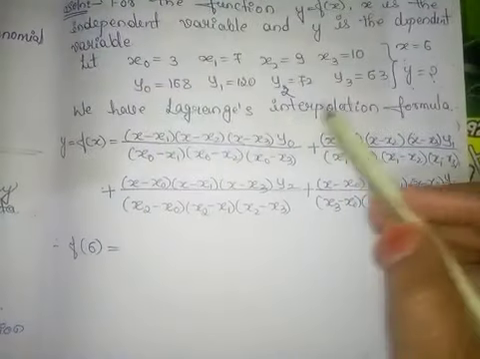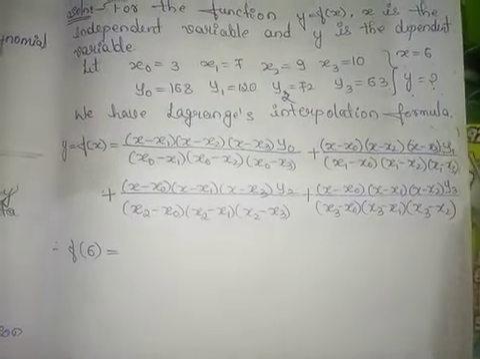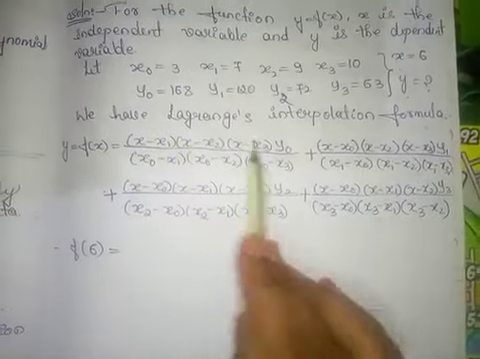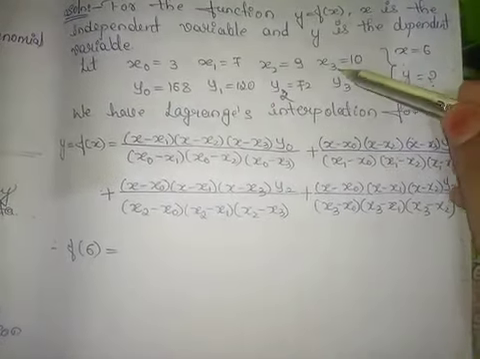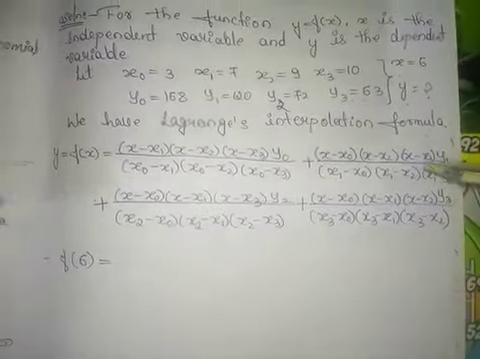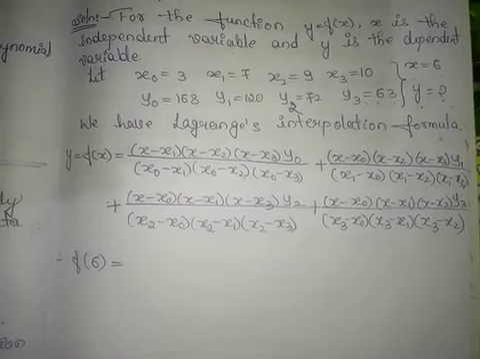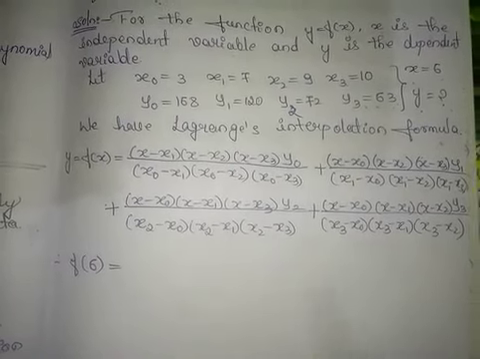We have Lagrange's interpolation formula here, where y is equal to f of x. Here the values are given up to x3 and y3, so we have to write our Lagrange's formula having terms up to x3 and y3 only.